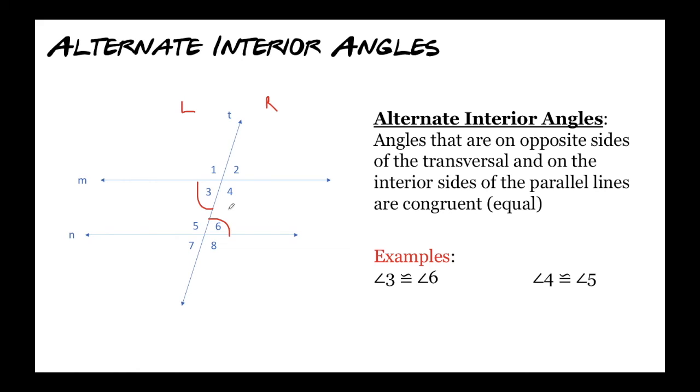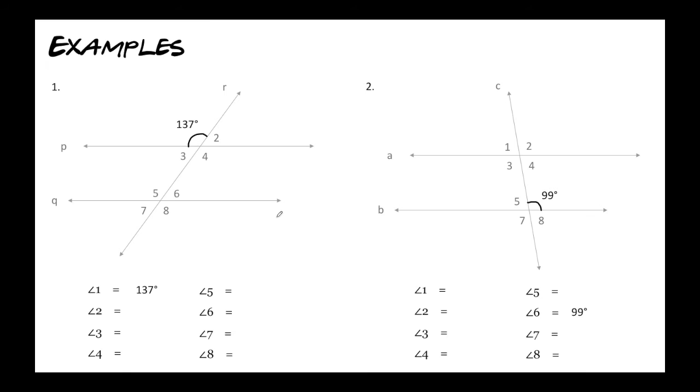We can also use the transitive property of equality to prove that this is true. Angle 3 is congruent to angle 7 because they are corresponding angles. Angle 7 and angle 6 are congruent because they are vertical angles. Thus, angles 3 and 6 must also be congruent. Now let's practice using these properties to find out the measures of all 8 angles when one is given.